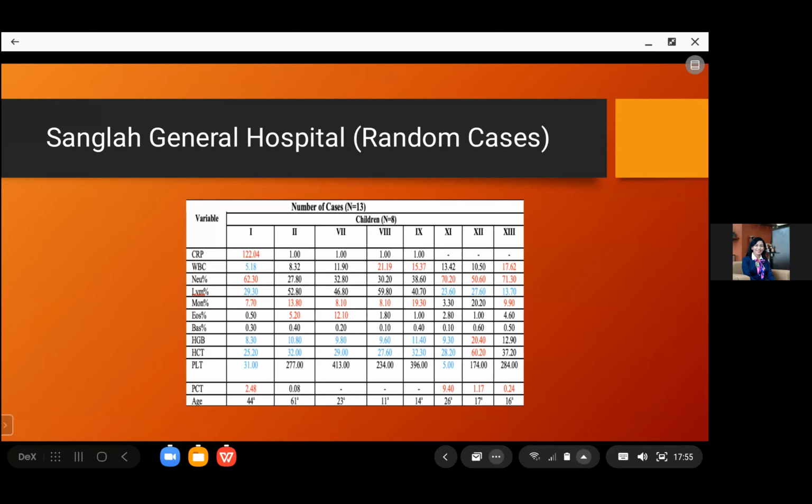In patients with high levels of CRP and or procalcitonin, it was found in agreement with the previous studies that there was an increase in the number and percentage of neutrophils and a decrease in the number and percentage of lymphocytes. And in these categories, we found a low or normal white blood cell count, low or normal hemoglobin level, and low or normal platelet count.